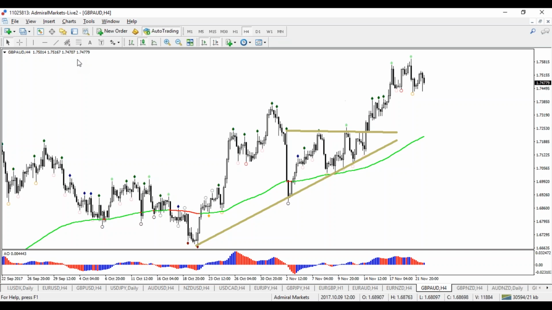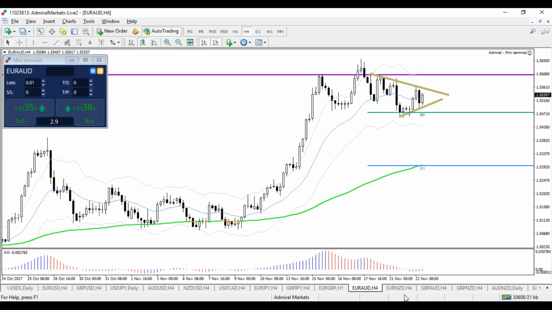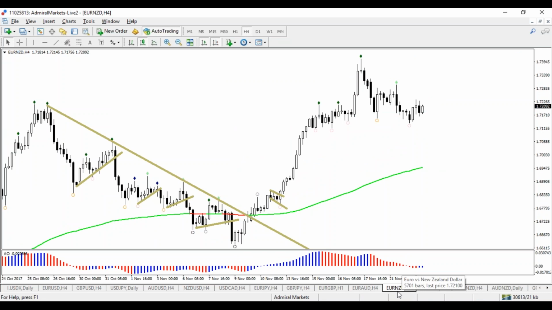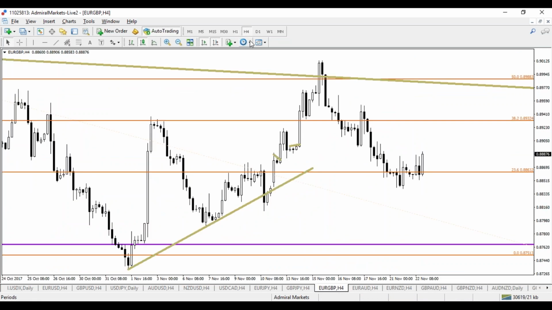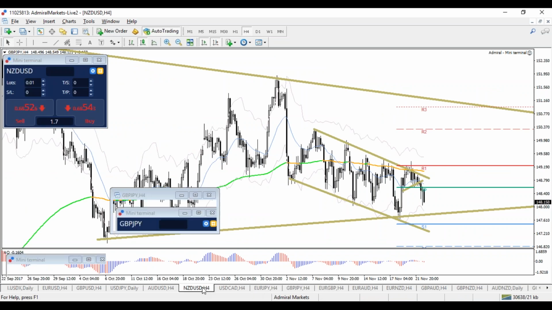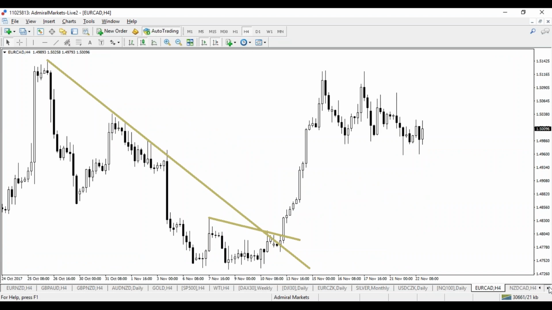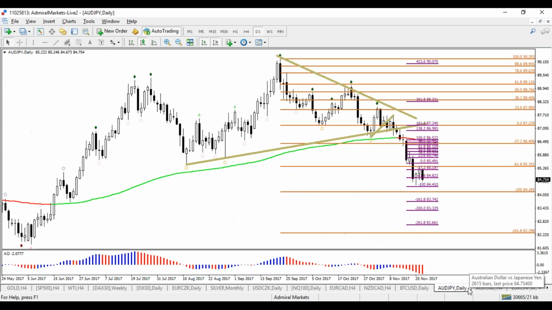Same for the pound AUD. And as I said, with the euro AUD and euro New Zealand, I'm even more careful with downside because these structures are looking more bullish to me in my view. And the euro pound is at this moment kind of in a bouncing spot. So yeah, let's take a look at some of the others here.